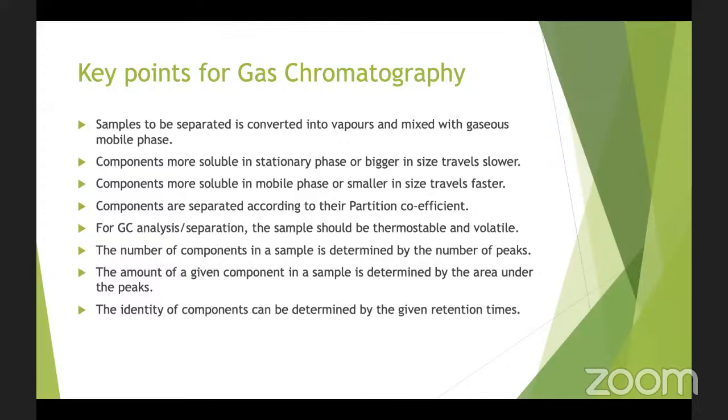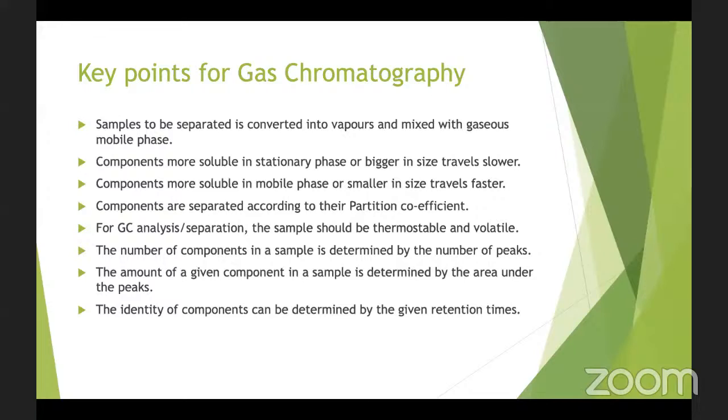Then, in gas chromatographic analysis or separation, the sample should be thermostable and volatile. Why thermostable? Because in gas chromatography, the temperature of the oven is very high. And when the sample is injected, it is converted into the gaseous phase in the injection box, and the temperature of the injection box is also very high. So it should be thermostable and easily convertible into gas without losing its property.